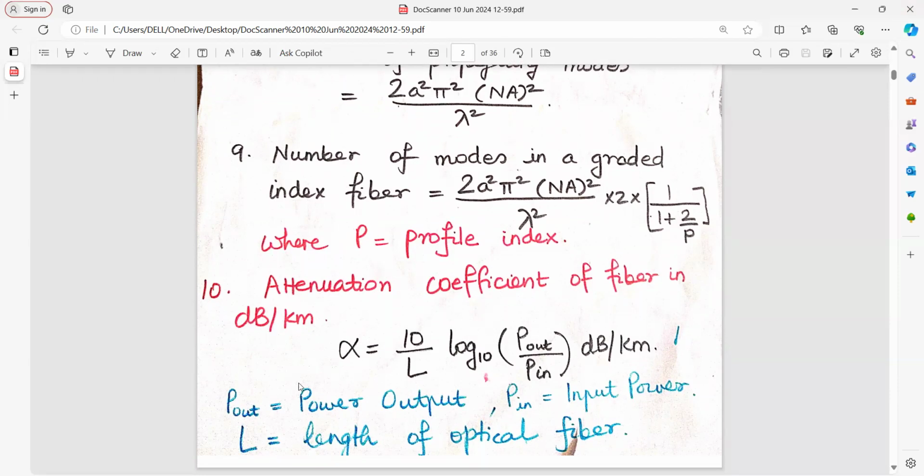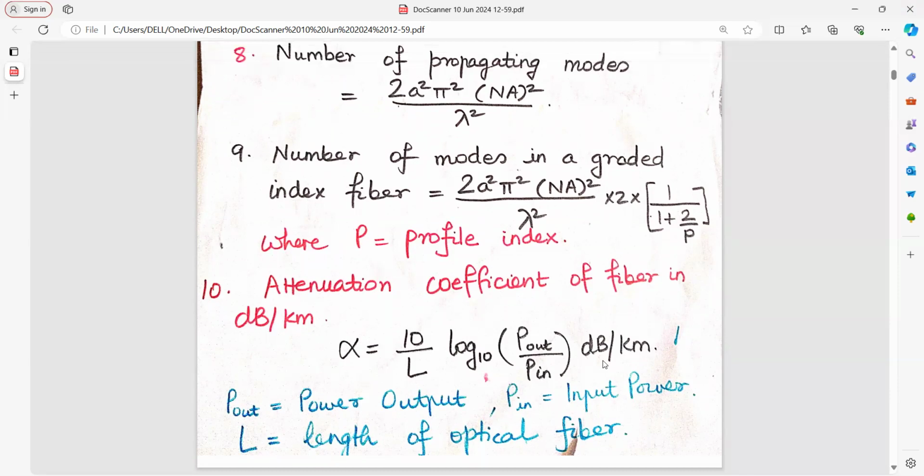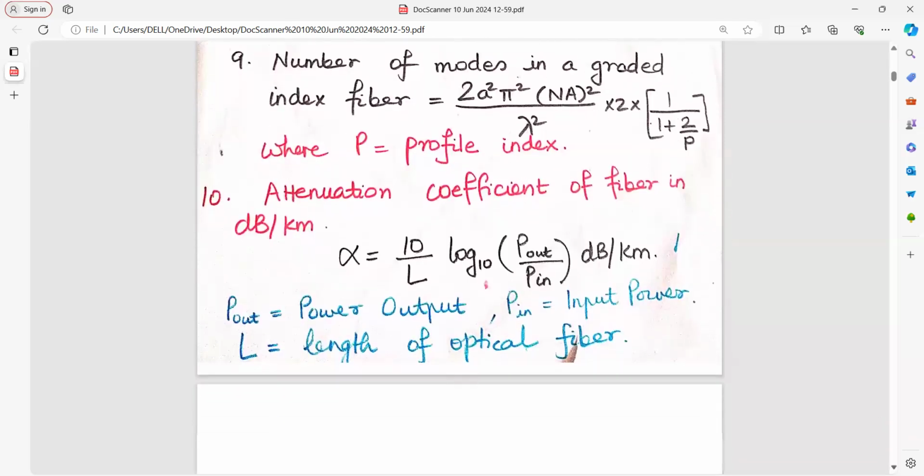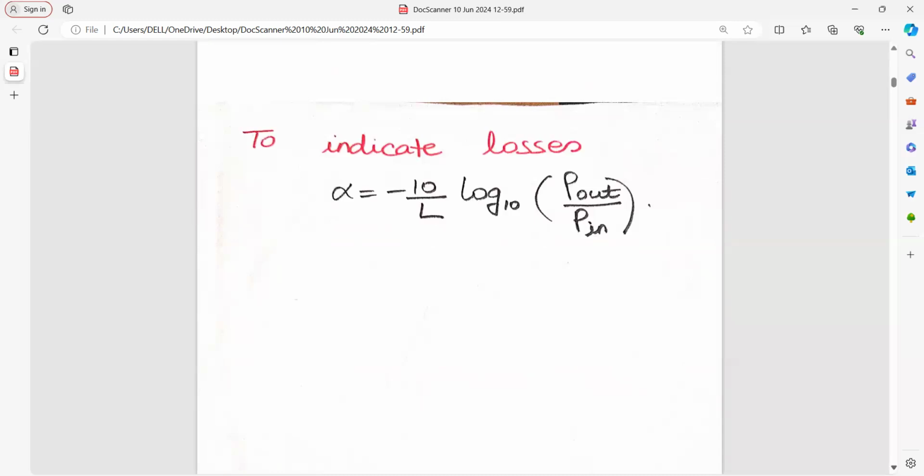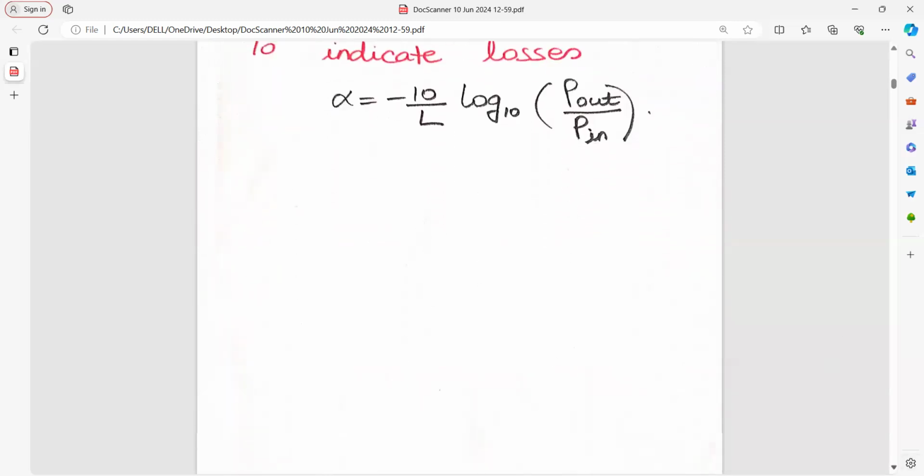Lot of numericals come on this formula of attenuation coefficient of fiber in decibels per kilometer, which is equal to 10 upon L, where L is length of optical fiber, log base 10, output power upon input power, decibel per kilometer. And if we are indicating losses, we add the minus sign to this formula.